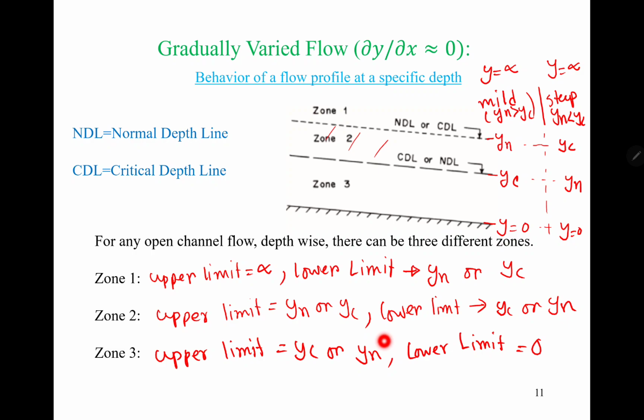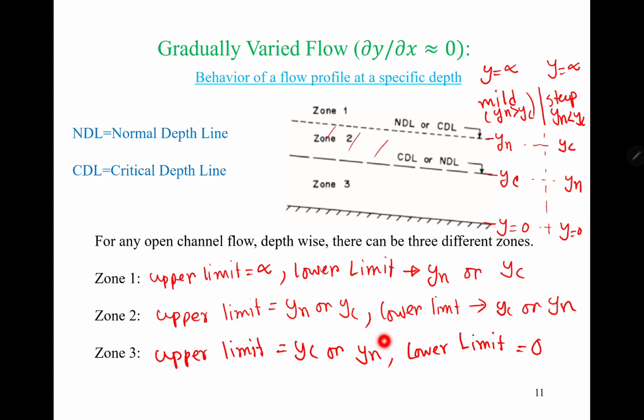So basically for any channel there will be a maximum of 3 zones. For some types of setup we may not have zone 1 or zone 2, and we will discuss that, but in general any channel should have these 3 zones.